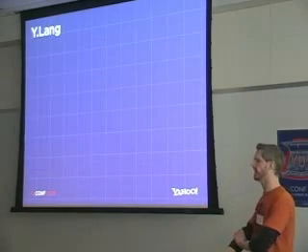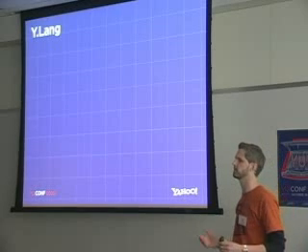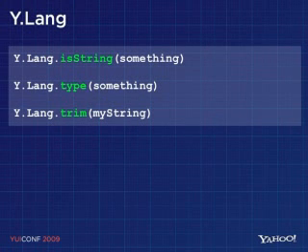There's also y.lang, and this is a nice module that encapsulates type detection. So if you have an object and you want to check if this is a string, you can pass that to y.lang.isString. There's similarly isUndefined, isNull, isArray, etc. If you have an object and you want to find out what the type is explicitly, you can pass that to y.lang.type, and it'll return you a string representative of the type of that object. And lang is also where you'll find our trim method for strings.